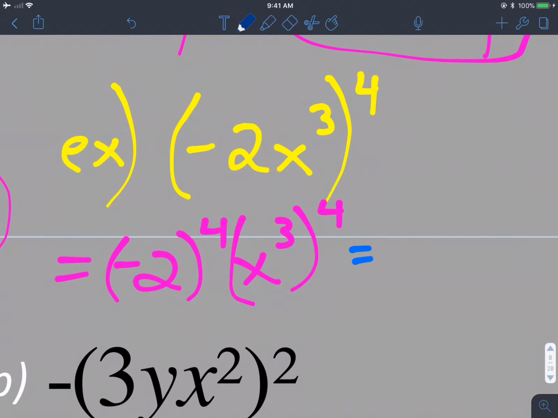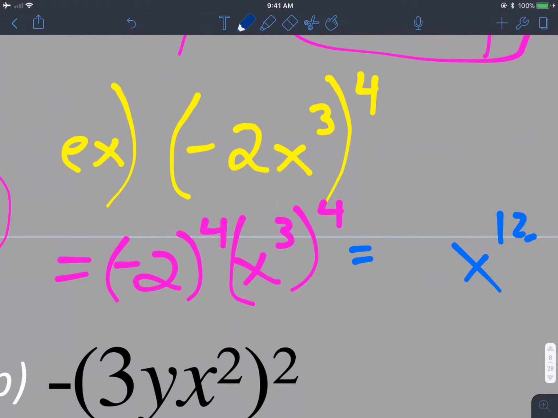It's a little complicated, right? So, negative 2 times negative 2 times negative 2 times negative 2. Any ideas? So it's negative 2 to the fourth, but then it's x to the third to the fourth. So multiply these two together. What's 3 times 4? All right, so we have x to the 12th.